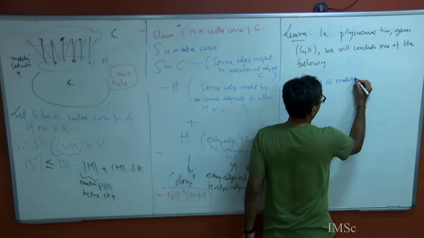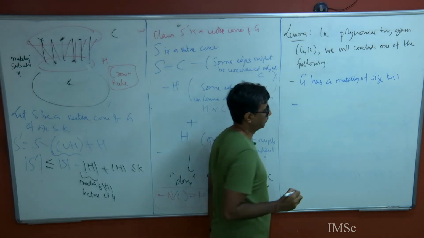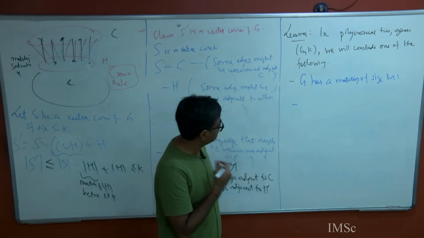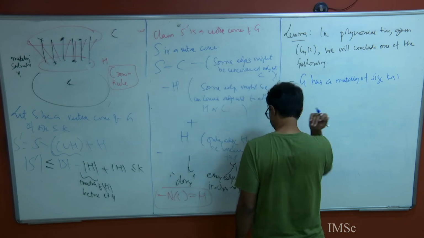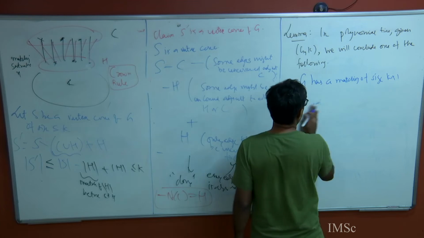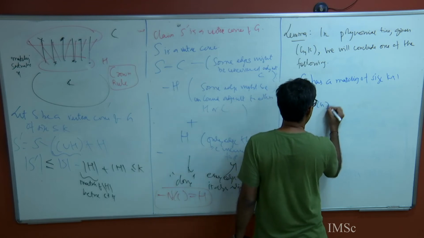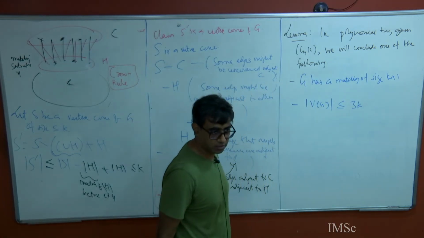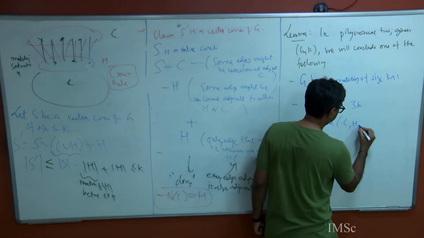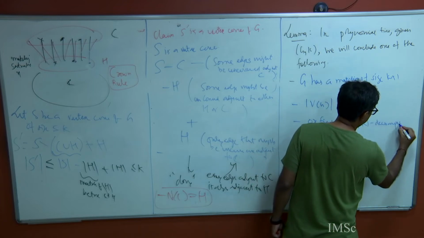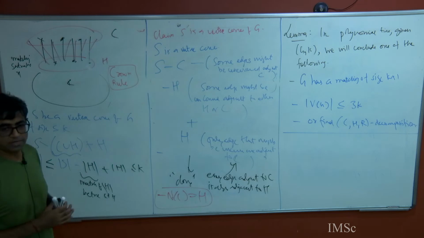It will tell you that G has a matching of size k plus 1, or it will tell you that the vertex set of G is at most 3k, it can tell you one of these things, or find a crown decomposition. Okay? This is it. So, in polynomial time, I will be able to tell you one of these things.